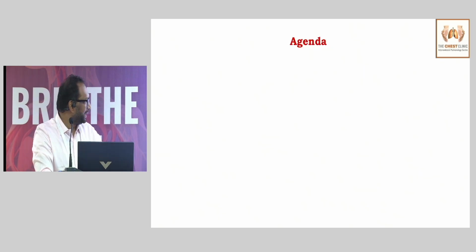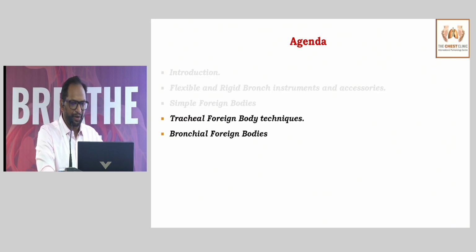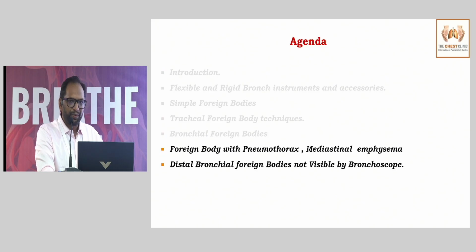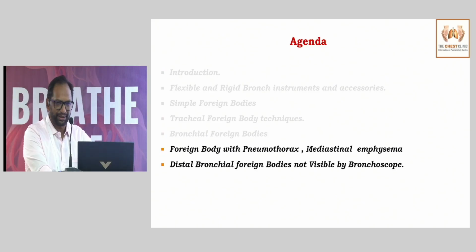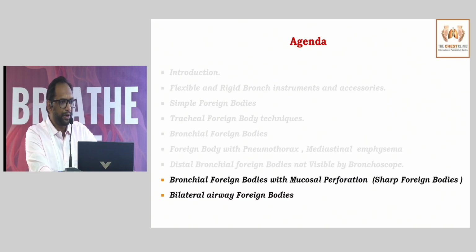So, this will be my agenda for today. We'll start with introduction. What are the instruments we use for flexible and rigid bronchoscopes? We'll start with simple airway foreign bodies, and go on to tracheal foreign bodies and bronchial foreign bodies. What if the foreign body presents with a pneumothorax or a mediastinal emphysema? And distal airway foreign bodies which are not visible with a bronchoscope. And foreign bodies where you have a sharp foreign body that has caused mucosal perforation inside the airway, and bilateral airway foreign bodies.